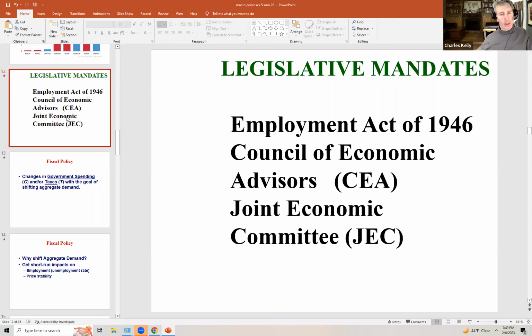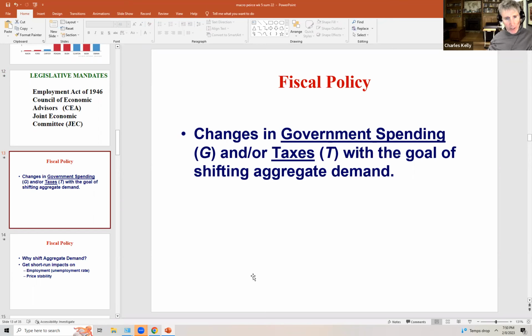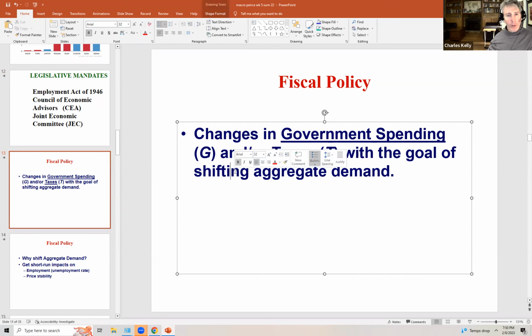So here's what happened. We said, all right, the government has to get involved with the economy. Can't let another Great Depression happen. So fiscal policy is active changes in government spending or taxes with the goal of affecting aggregate demand, right? Everybody says shifting aggregate demand, same idea, right? So start off with an important idea.